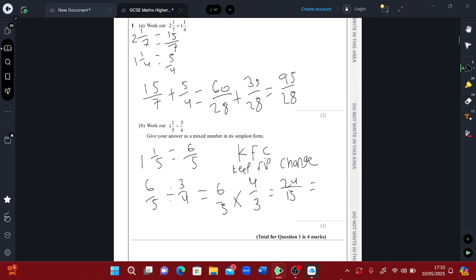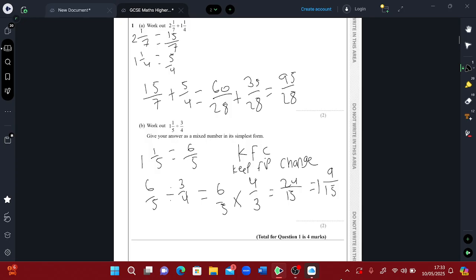Okay, so if you convert it back to a mixed number, you need to see how many times the denominator goes into the numerator. So 15 goes into 24 once, so that'd be 1. You keep it. And then you look at the remainder. So then 15, and how much do we need to get to 24? 9, right?